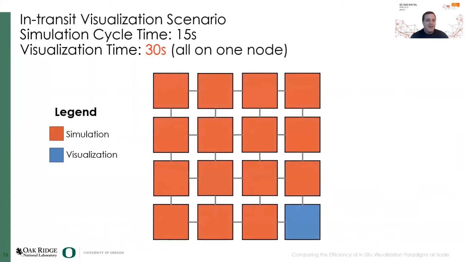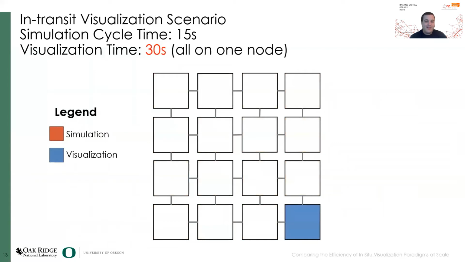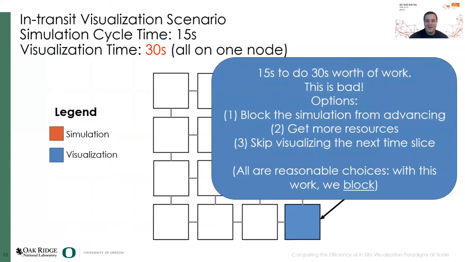In transit, what does that mean? So that means for in transit, we have the simulation cycle time of 15 seconds, but now the visualization time is going to take 30 seconds all on 1 node. So the simulation runs for 15 seconds, and then for the other 15 seconds, they all sit idle while the visualization completes all on 1 node. And so what does this mean? This means that we have 15 seconds to do 30 seconds worth of work. So this is bad.